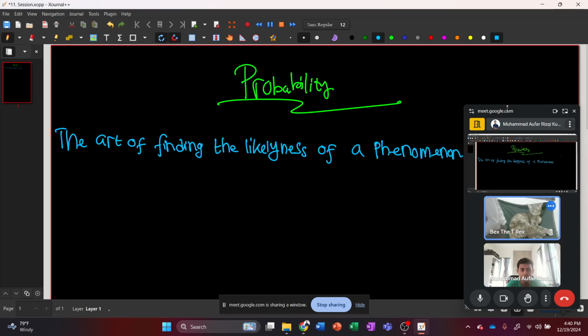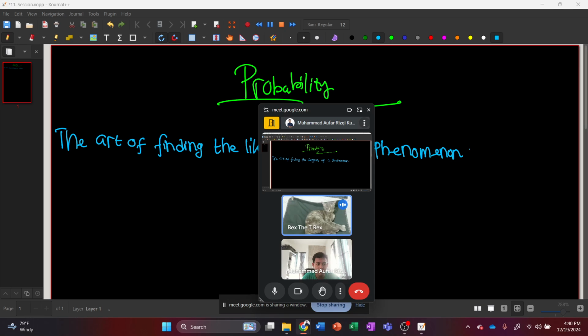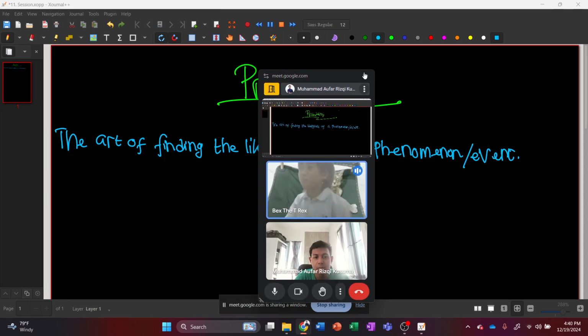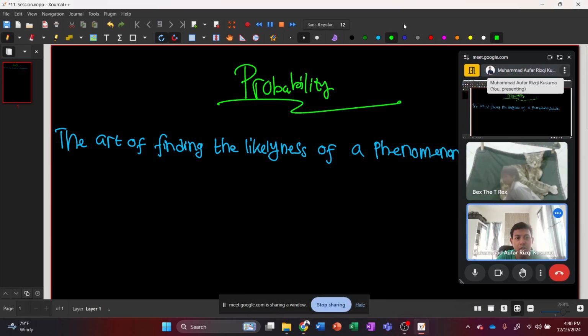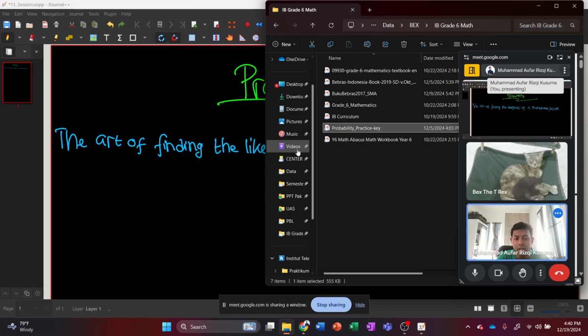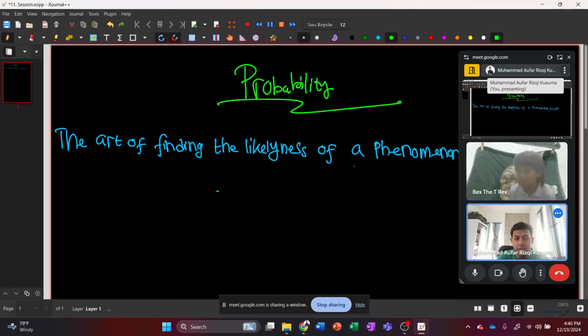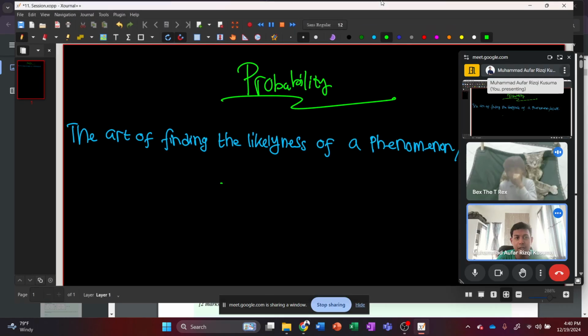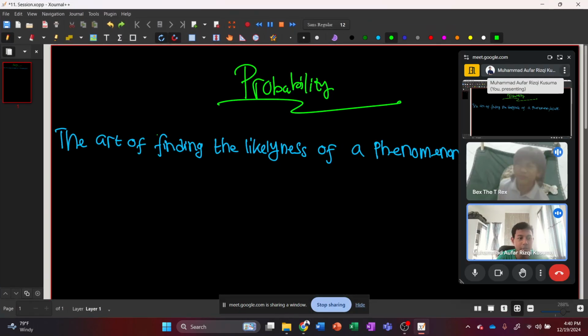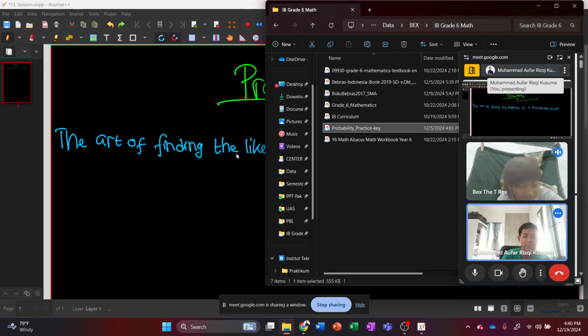Okay, I found it. Where is it? Here it is. It goes from 0 to 9 instead of 1 to 10. Okay, good. Let's see. Yeah, the art of finding the likeliness of an event. Not only of events, there are multiple things you can use it for. There will be a much better definition of it.